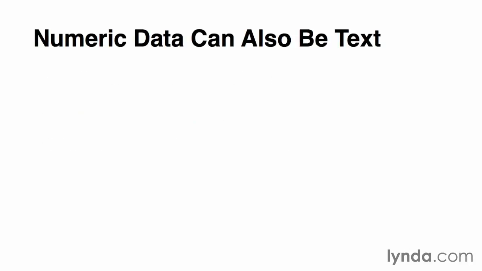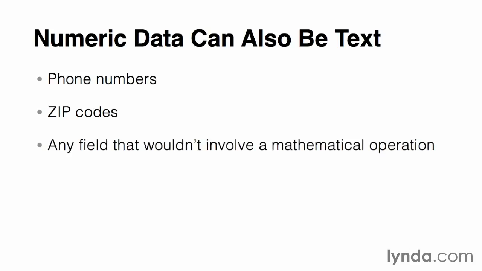Sometimes fields that contain strictly numeric characters can also be stored as text. This might include phone numbers and zip codes, for example. In these cases, a good rule of thumb is to determine whether it would make sense to do mathematical operations on those numbers. And if not, then store the value as a text field. For instance, it wouldn't make sense to add two phone numbers together.